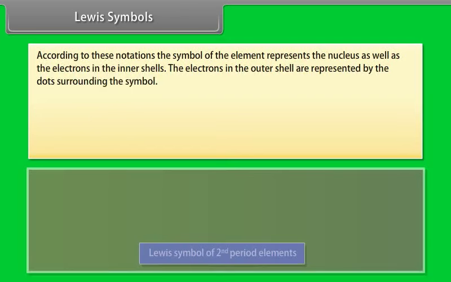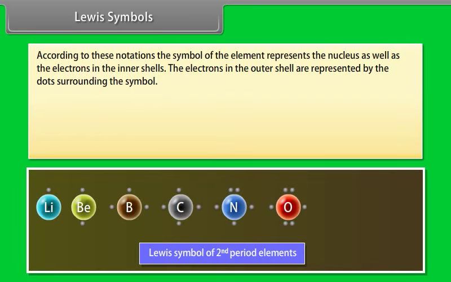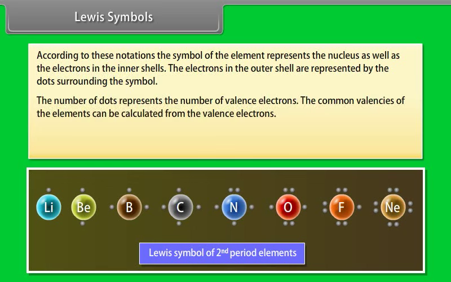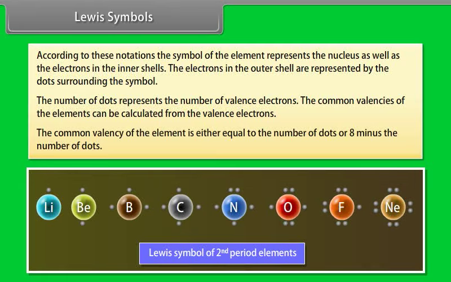Lewis symbols. According to these notations, the symbol of the element represents the nucleus as well as the electrons in the inner shells. The electrons in the outer shell are represented by dots surrounding the symbol. The number of dots represents the number of valence electrons. The common valencies of the element can be calculated from the valence electrons. The common valency of the element is either equal to the number of dots or 8 minus the number of dots. For example, the common valencies of lithium, beryllium, boron and carbon are 1, 2, 3 and 4 respectively, while those of nitrogen, oxygen, fluorine and neon are 8 minus the number of dots, that is 3, 2, 1 and 0 respectively.